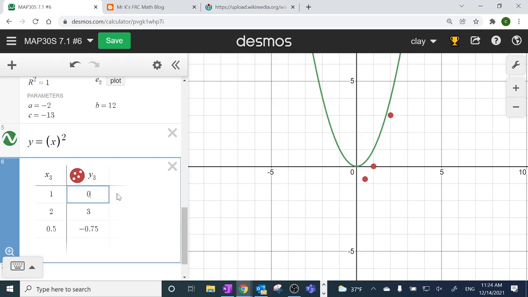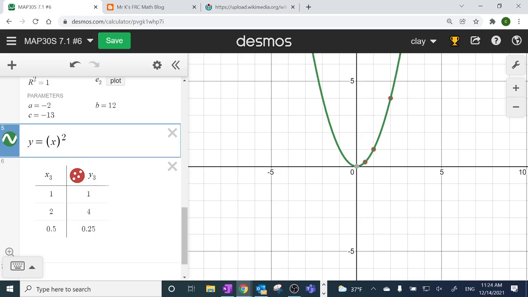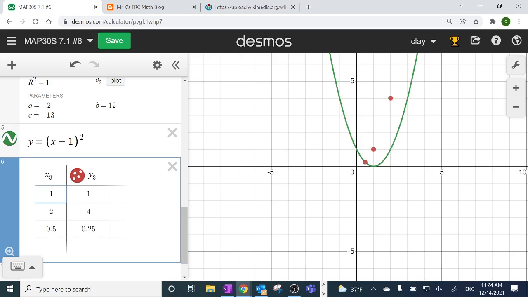So let's go back to what these dots were before. 1, 4, and 0.25. There. What if I now do this and I shuffle it 1 unit to the right? Well, that means the x values have to move over 1 to the right. So this 1 becomes a 2, this 2 becomes a 3, and this 0.5 becomes a 1.5. There, I hit all the dots again.